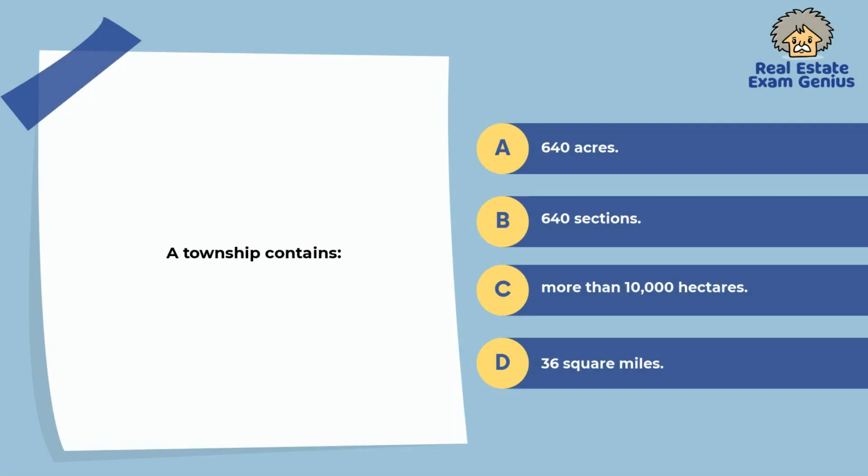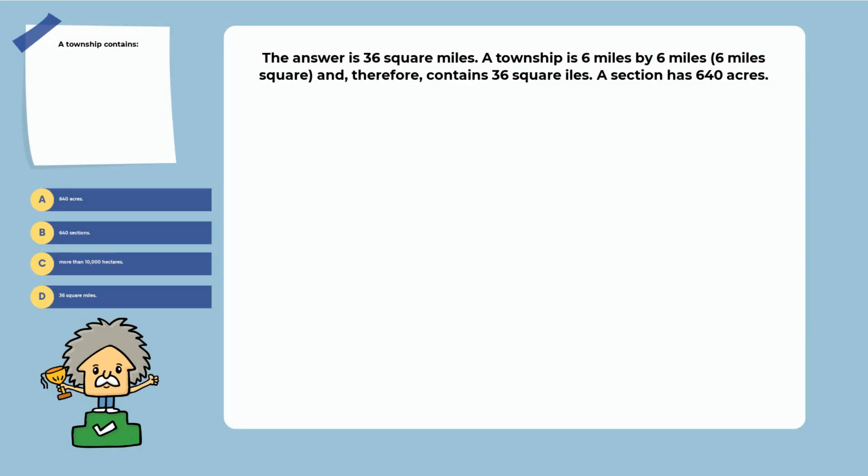80. The township contains 640 acres, 640 sections, more than 10,000 hectares, 36 square miles. Explanation: the answer is 36 square miles. A township is 6 miles by 6 miles and, therefore, contains 36 square miles. The section has 640 acres.